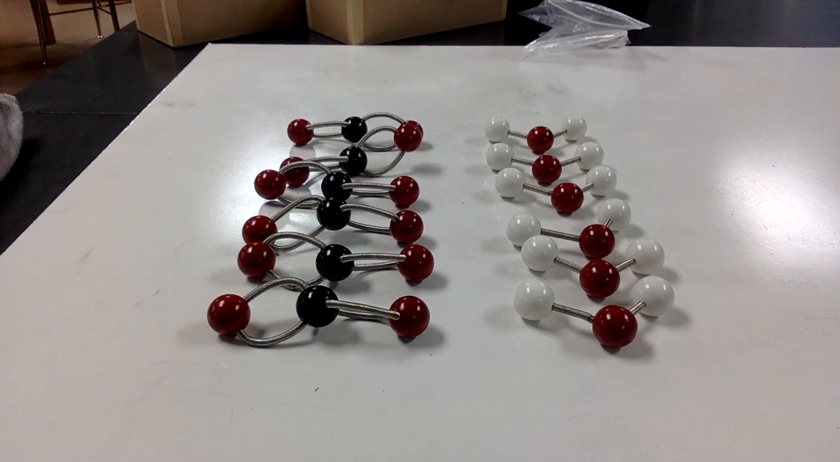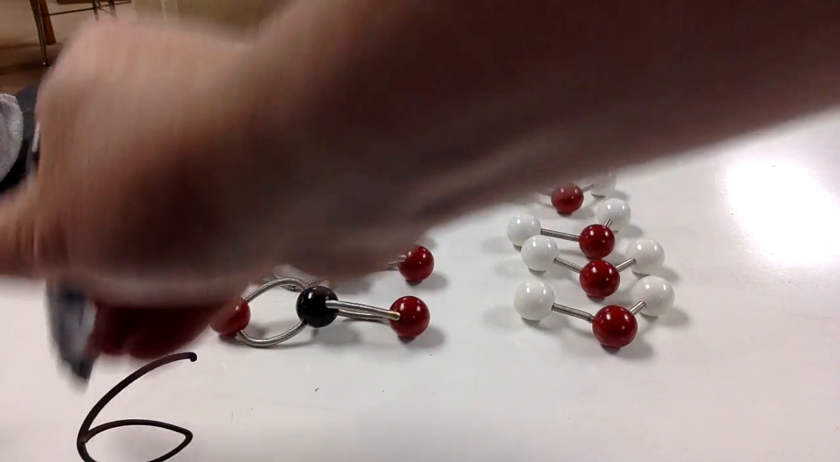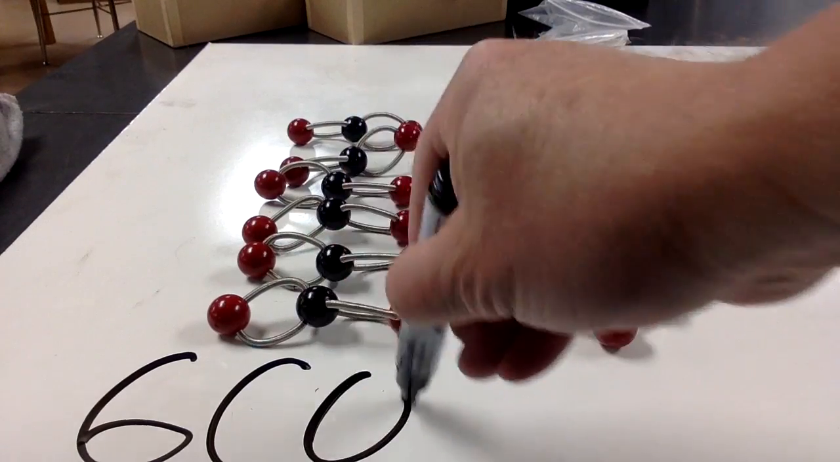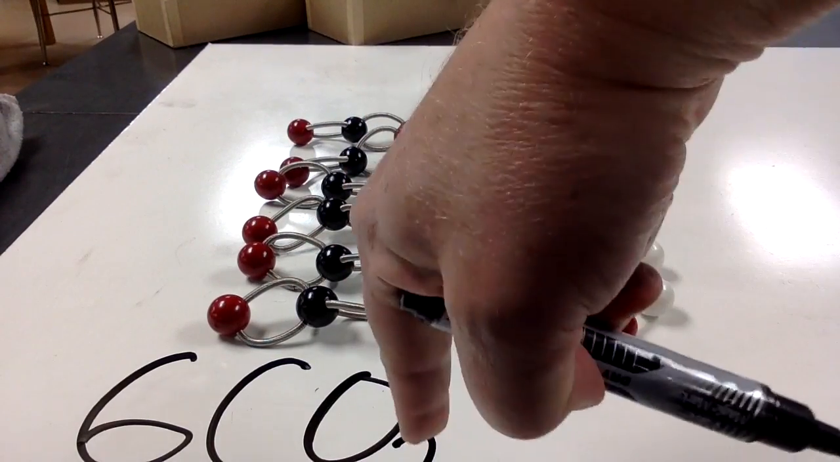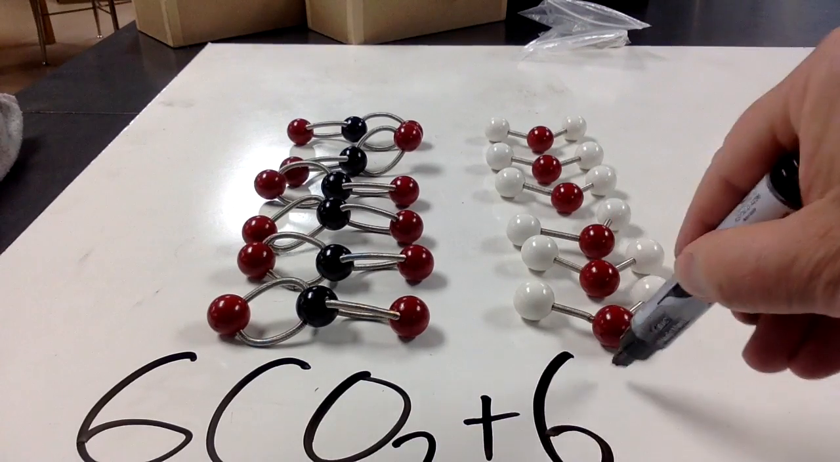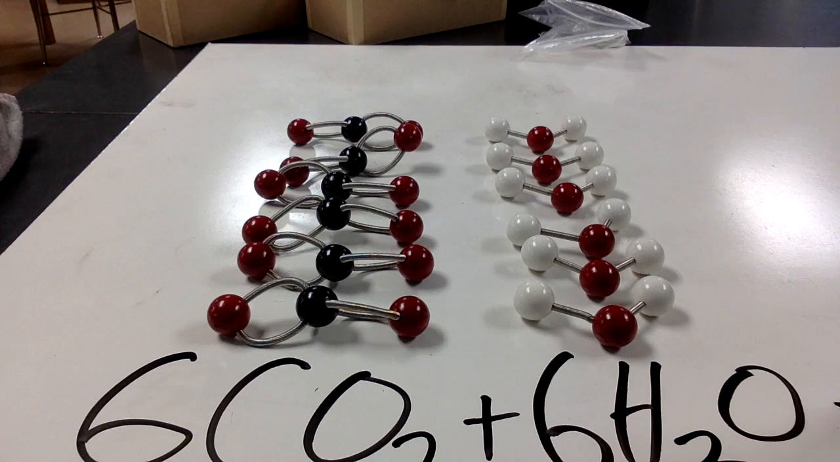And I'll begin writing a chemical equation. 6, my coefficient, CO2, the name of my molecule, plus 6H2O, and that's going to produce something. So we will work on the products of this photosynthesis equation in just a moment.